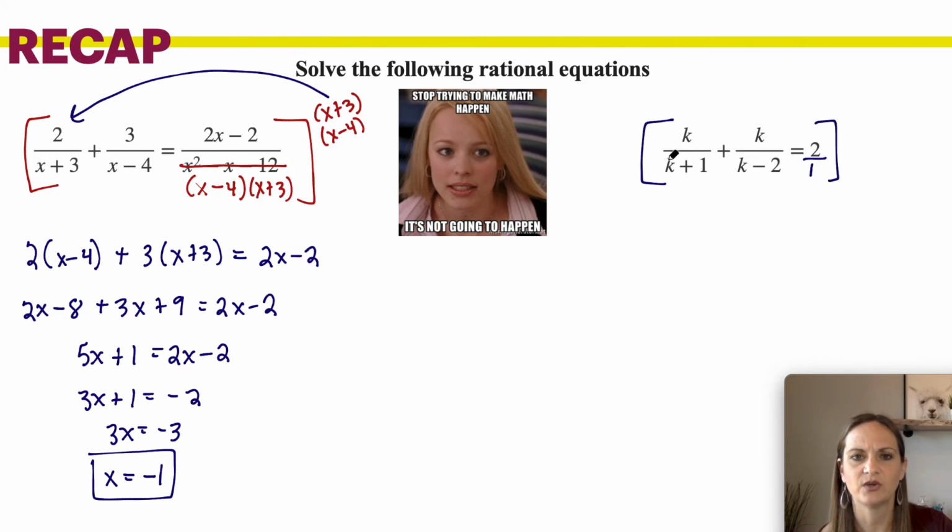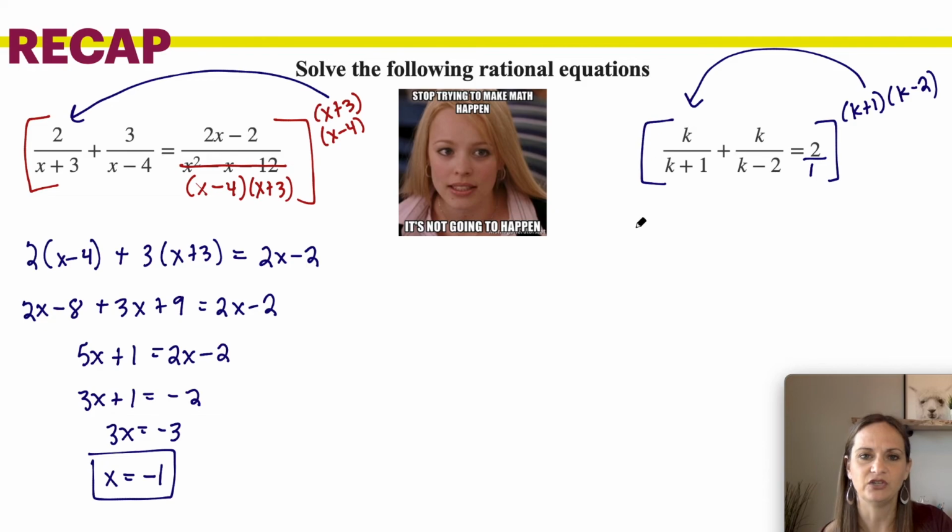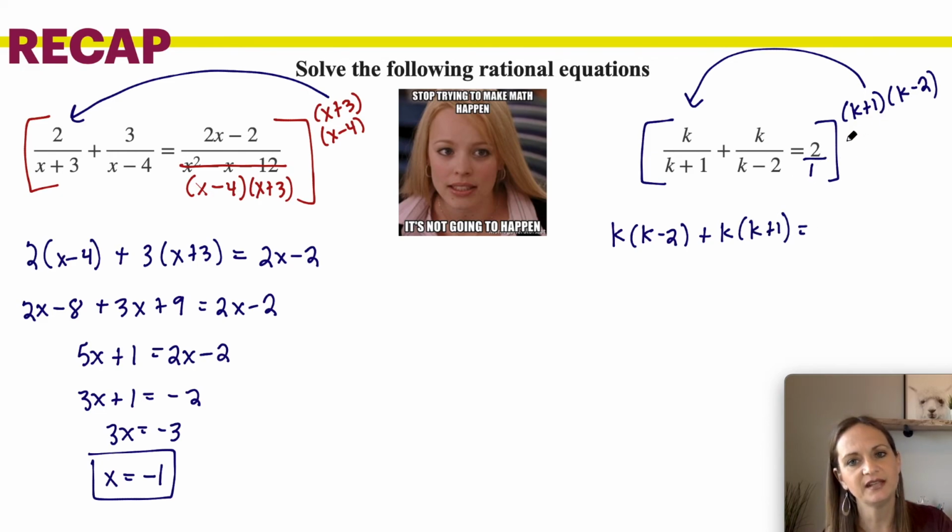On this next one, okay, so I have a k plus 1, so I'm going to have to multiply by a k plus 1. Second is a k minus 2. I don't have it already up here, so I have to multiply by k minus 2. So now when I distribute, in the first fraction, the k plus 1's cancel, leaving you k times k minus 2. In the next one, the k minus 2's cancel, leaving you k times the k plus 1. And then here, nothing canceled, so you actually are going to have to multiply by the k plus 1 and the k minus 2.